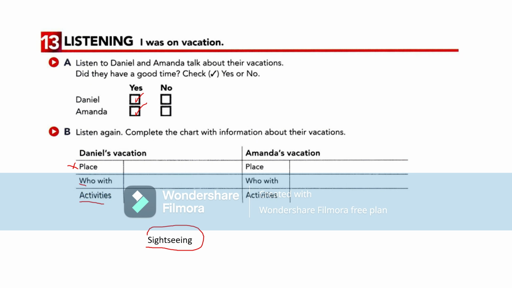Janelle, number 2. How long were your parents in Chile? They were there for 2 weeks. Were they in Santiago the whole time? No, they weren't. They also went to Valparaíso. Okay, nice. So how long were your parents in Chile? They were there for 2 weeks. Were they in Santiago the whole time? No, they weren't. They also went to Valparaiso.